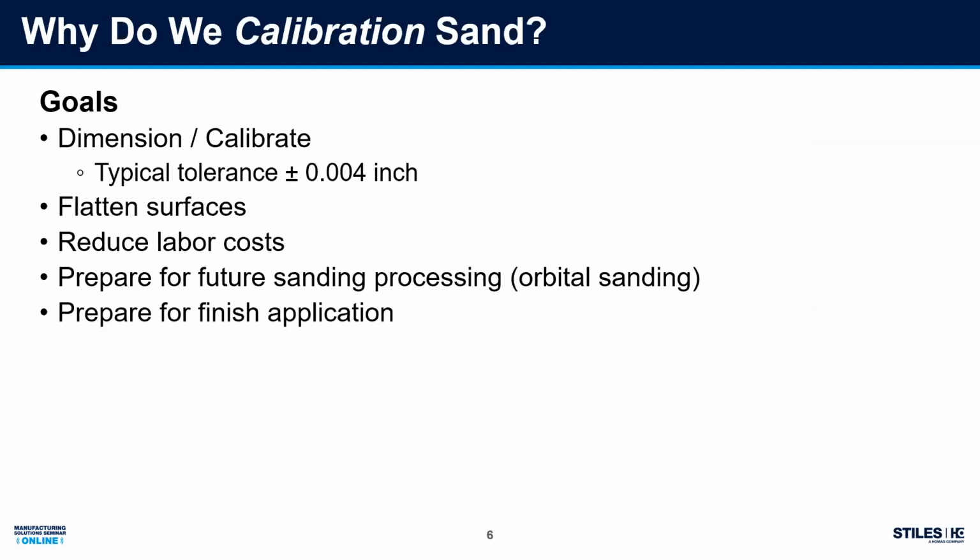If we don't do that, we're going to spend a lot of time downstream hand sanding to try to get out some of those high spots, and it's going to increase our labor costs. And ultimately, we're preparing that surface for finishing later downstream. That could be a solid wood panel that's going to be used for a furniture component. For our cabinet doors, again, it could be preparing it for orbital sanding later downstream.